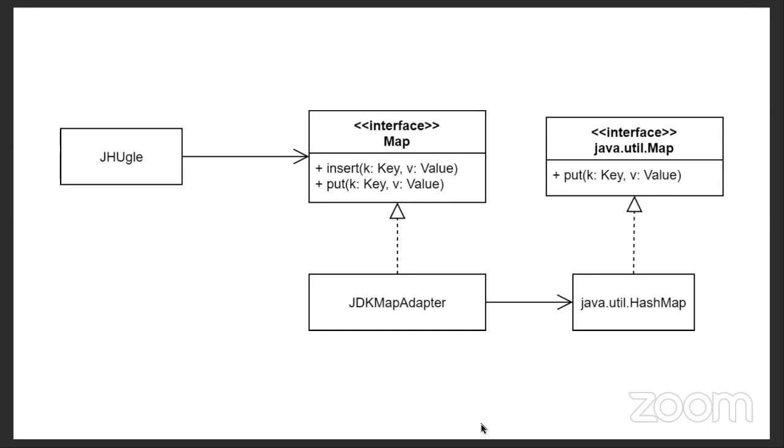Java's JDK. So the advantage of using this pattern is that you don't really need to change the existing class or the interface. So no need to change the map interface, no need to change the hash map class that's here, and also no need to change anything in the Jugo class. And so by introducing this new class, the JDK map adapter, which acts as a bridge, as an adapter between the interface and the existing hash map, you reuse your existing code without really changing it.